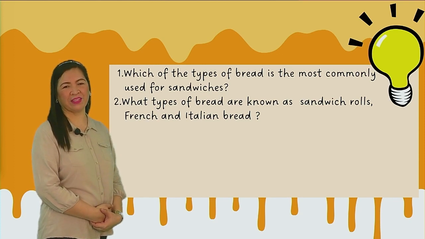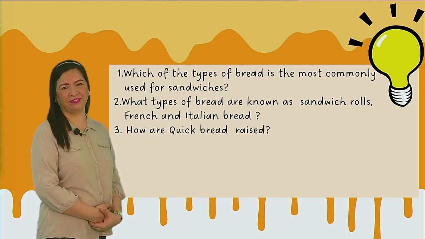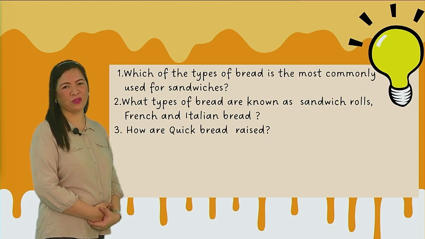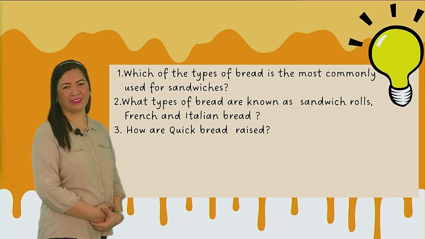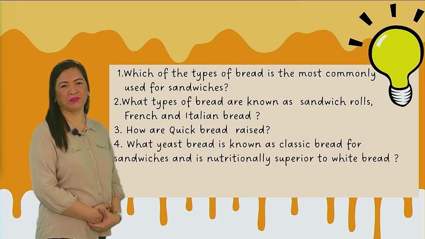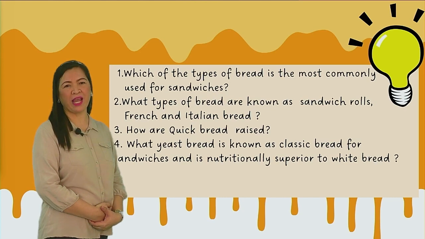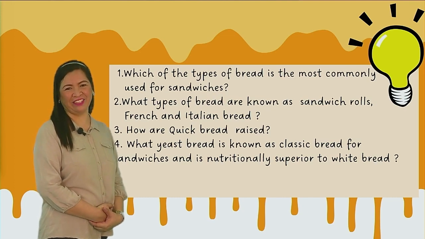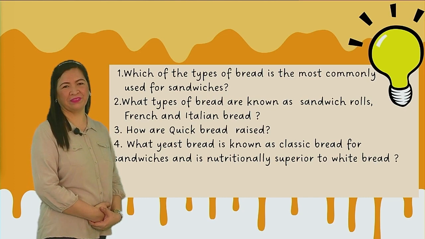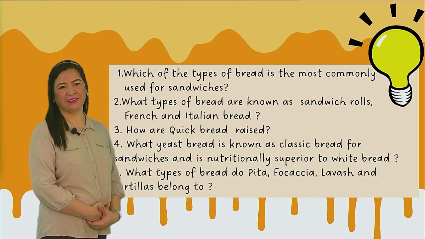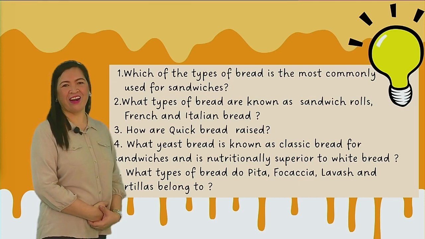Question number three. How are quick breads raised? Terrific! They are raised by the chemical action of baking powder or baking soda. Question number four. What yeast bread is known as classic bread for sandwiches and is nutritionally superior to white bread? Whole wheat bread. Amazing! Last question. What types of bread do pita, focaccia, lavash, and tortillas belong to? Fantastic! They are under flat breads.